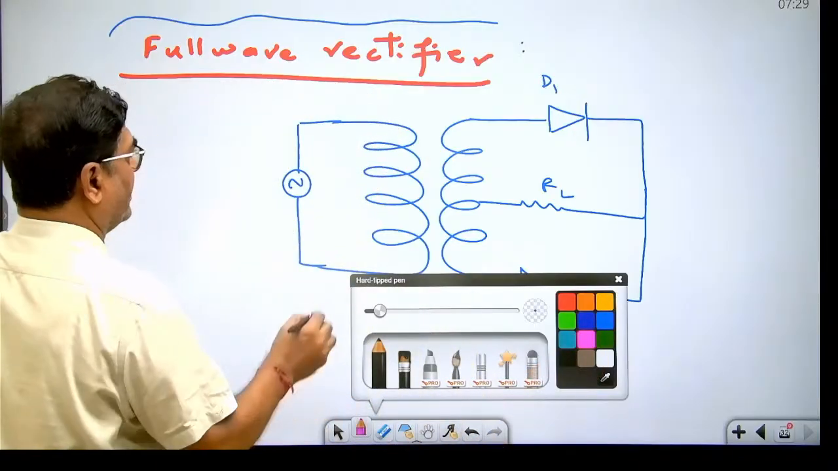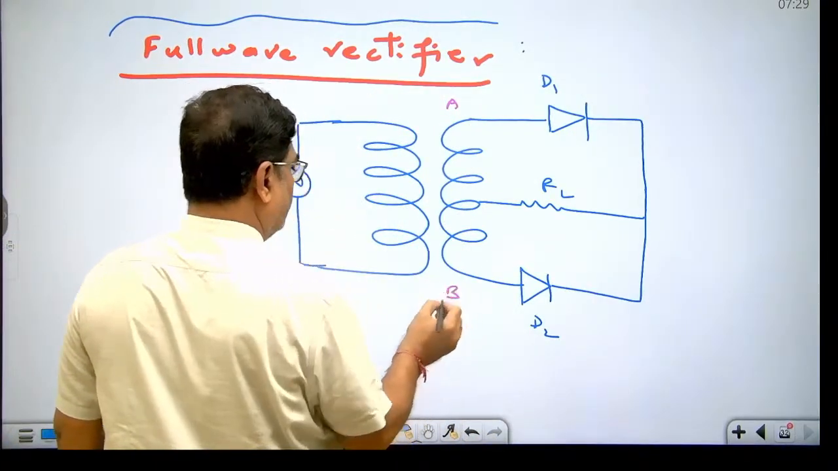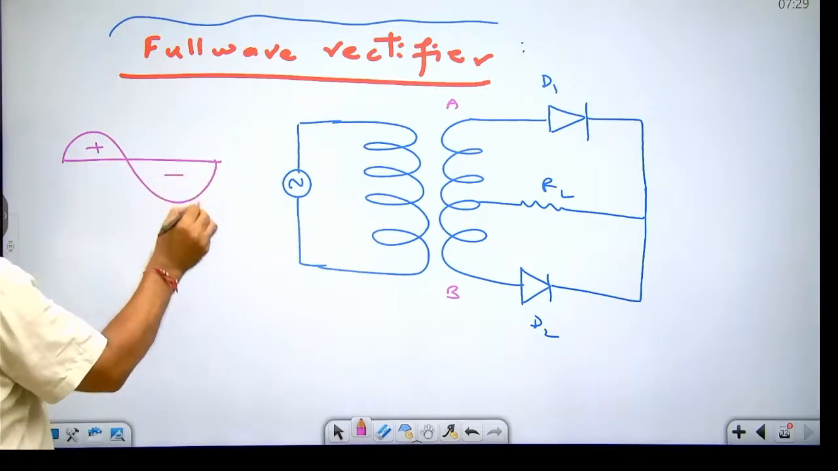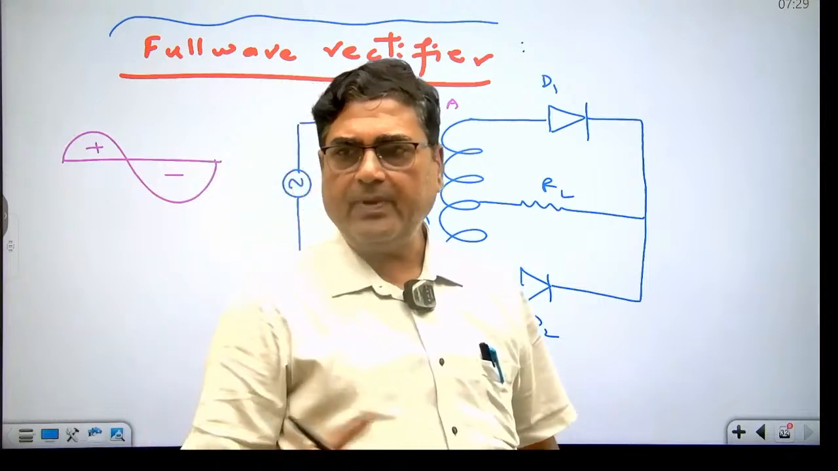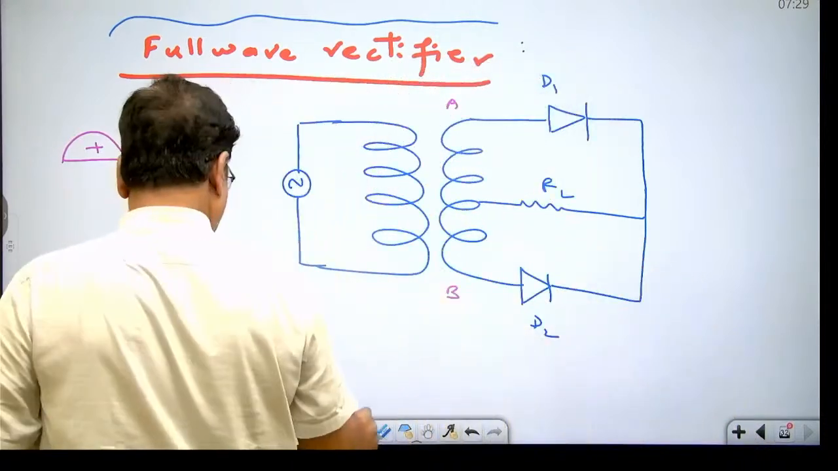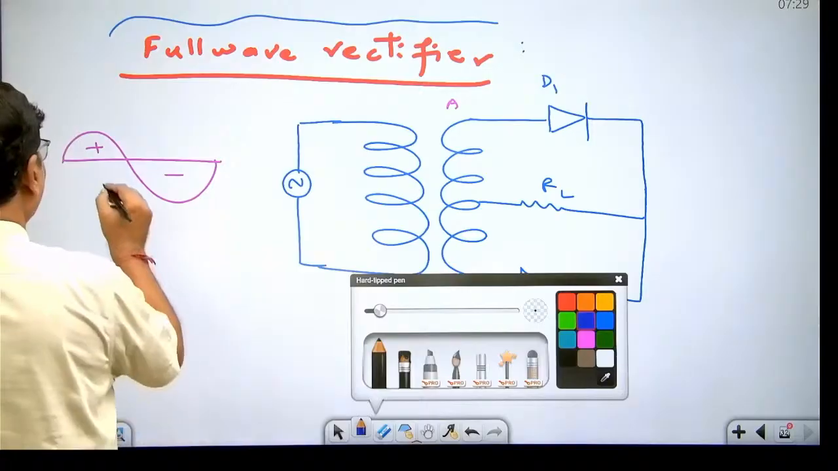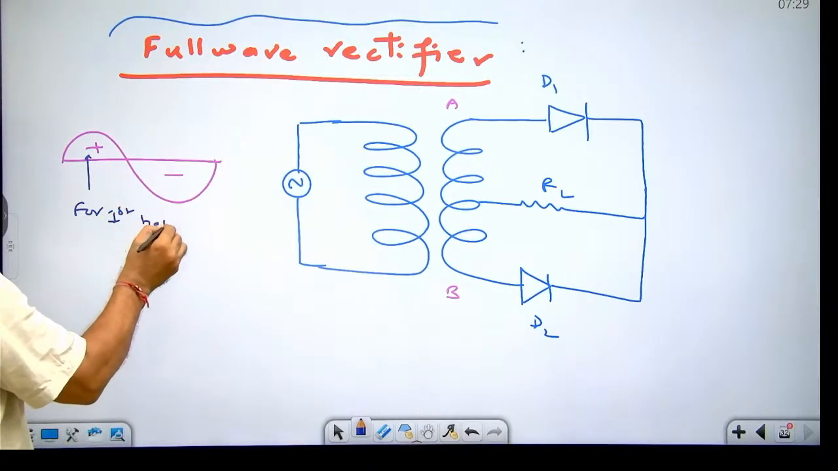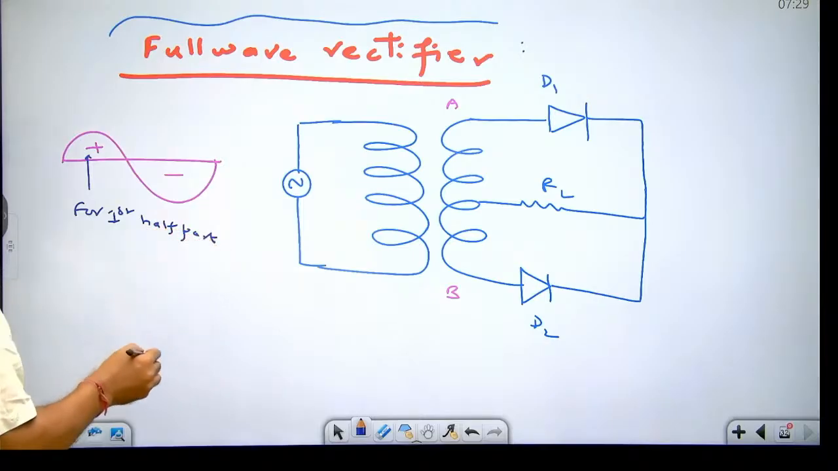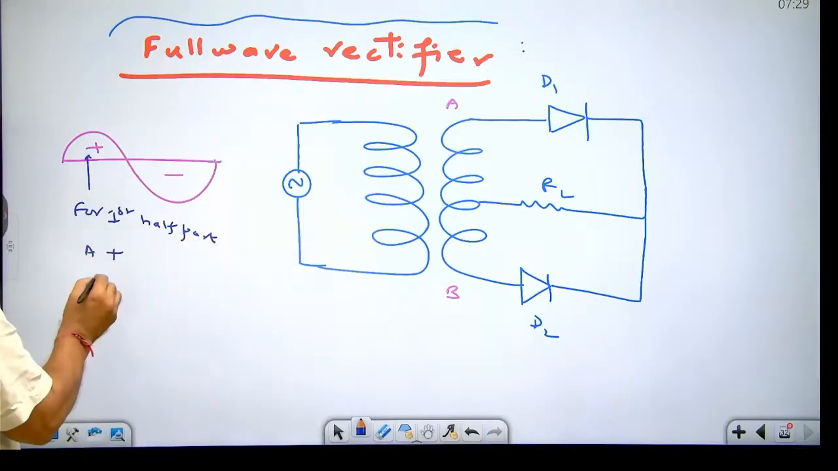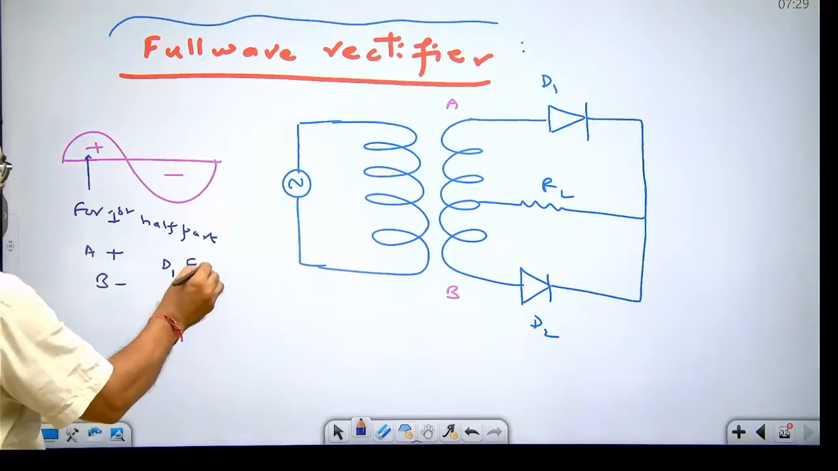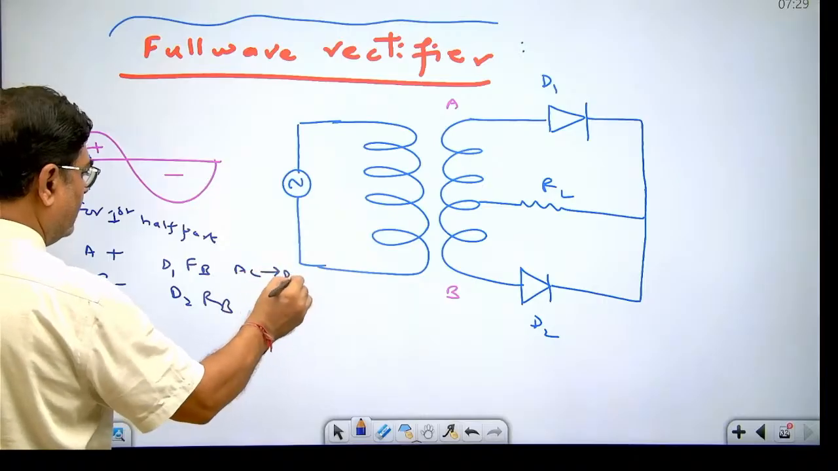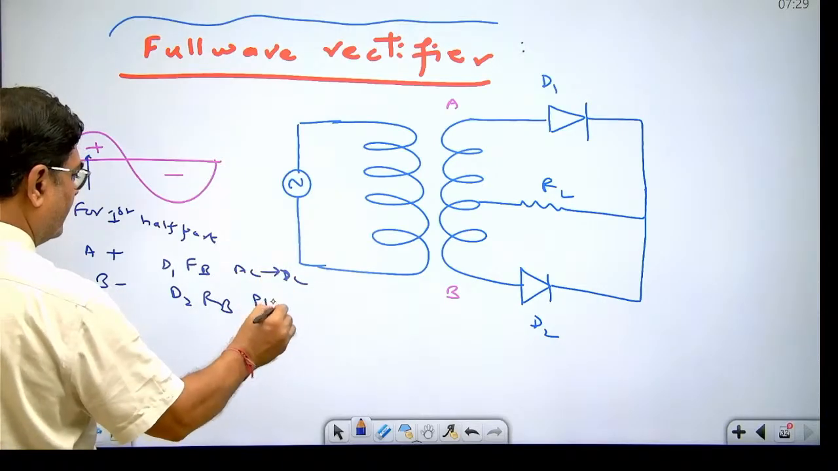Dear student, this is the first half part of the input AC signal, this is the second half part. For the first half part of input AC signal, A remains positive, B remains negative. So D1 remains in forward bias, D2 remains in reverse bias. So D1 converts AC to DC, and here peak inverse voltage takes place.